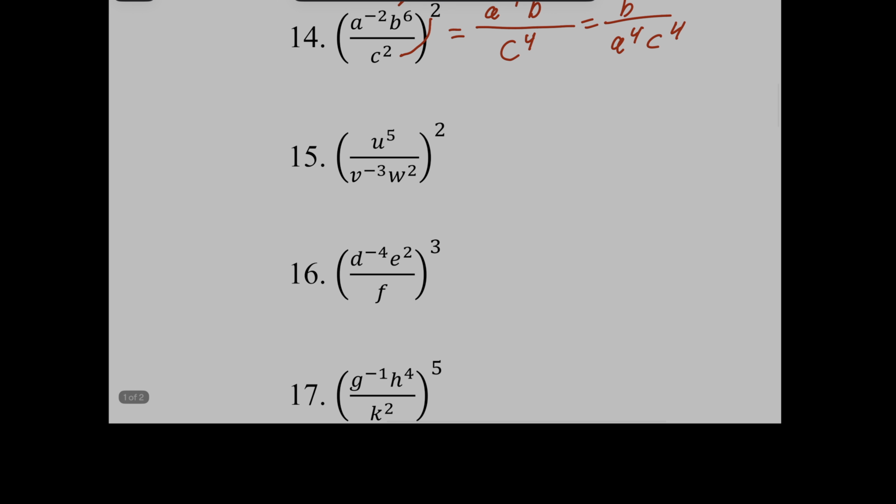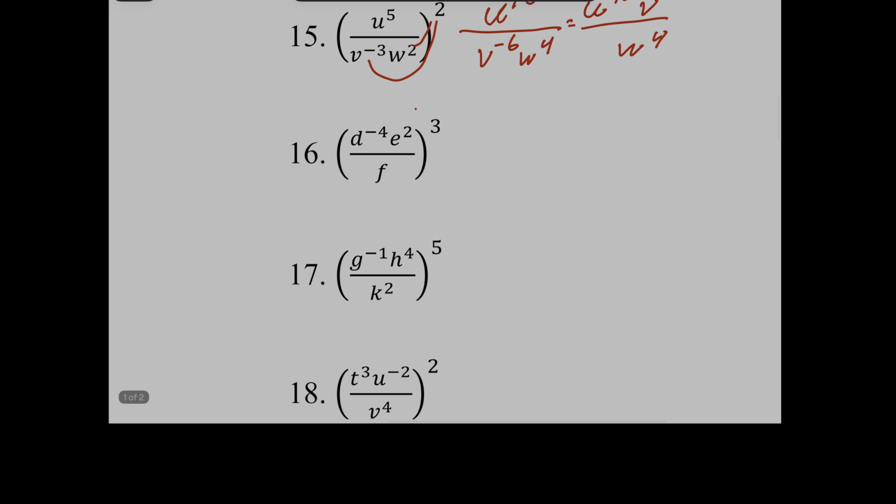Number 15, I need to square him, I need to square him, I need to square him. So I'm going to get u to the 10, because remember, exponent to a power, we multiply. V to the negative 6, w to the 4. The v needs to go up on top. So I'm going to get u to the 10, v to the 6 over w to the 4.